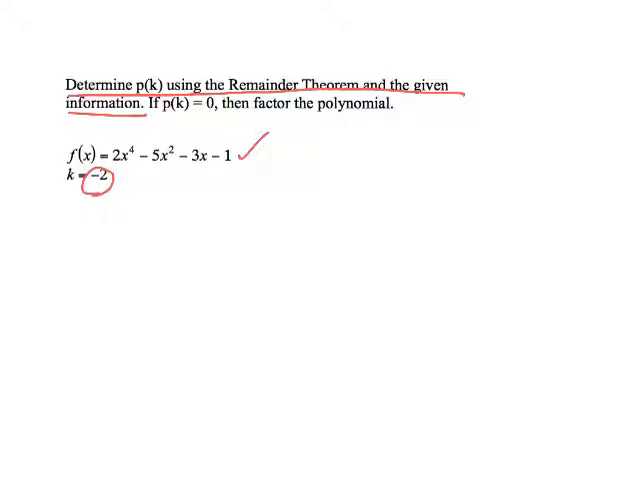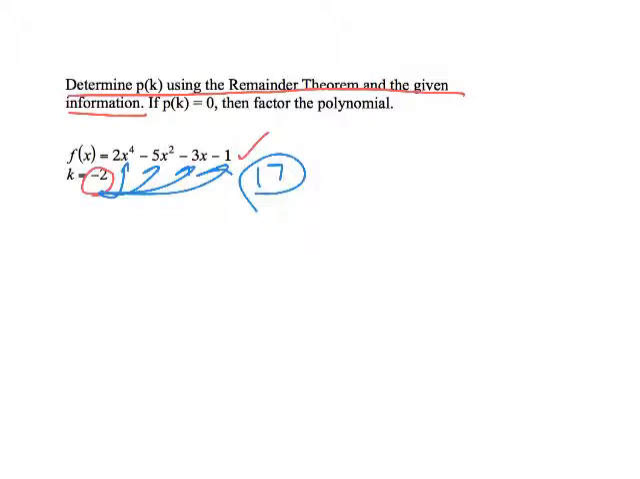And what it really means, guys, is if you plugged this number, -2, in for every x there, you're going to get I think it's 17. I hope that's right. So really, the remainder theorem is just another way to find this number, just plugging it in. Now, you ask me, why would we do that when we can just plug the number in? You're absolutely right.